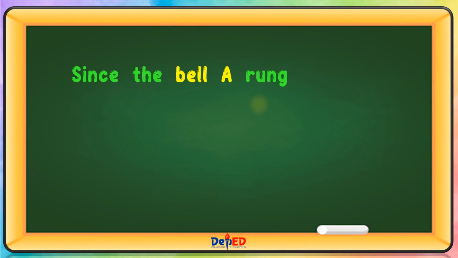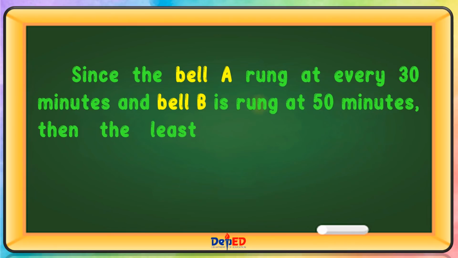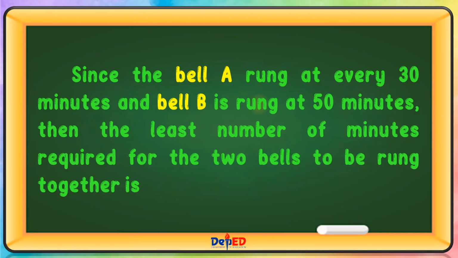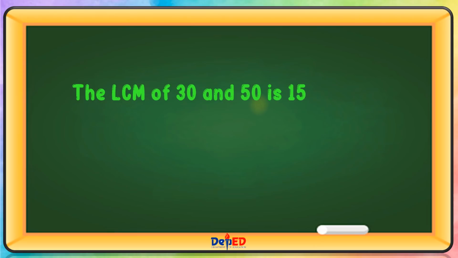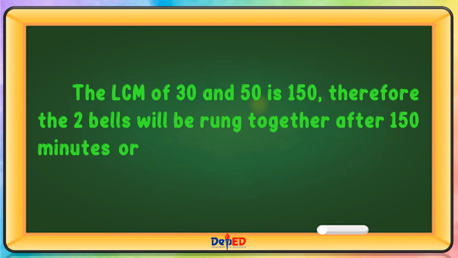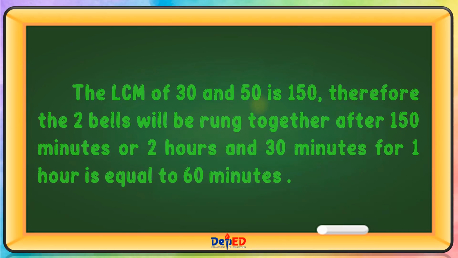Since bell A is rung every 30 minutes and bell B every 50 minutes, the least number of minutes required for the two bells to be rung together is the LCM of 30 and 50. The LCM of 30 and 50 is 150. Therefore, the two bells will be rung together after 150 minutes, or 2 hours and 30 minutes, since 1 hour is equal to 60 minutes.